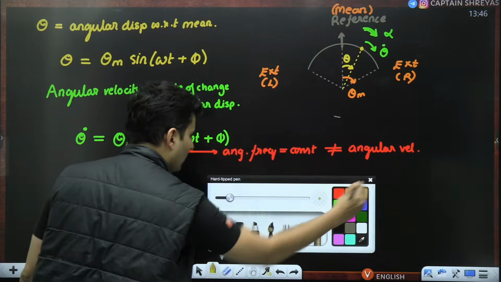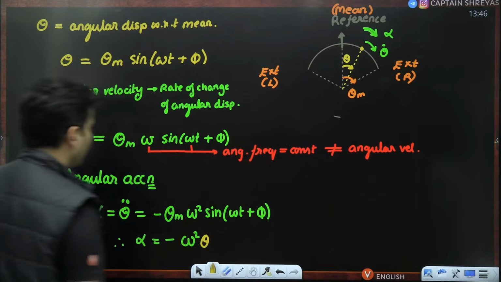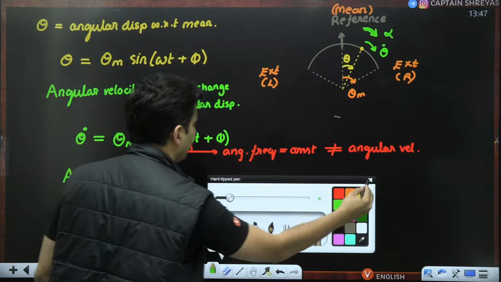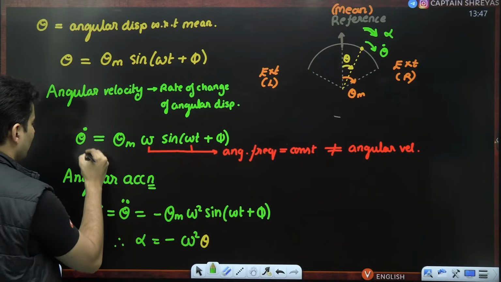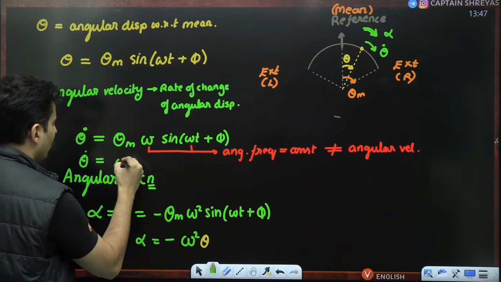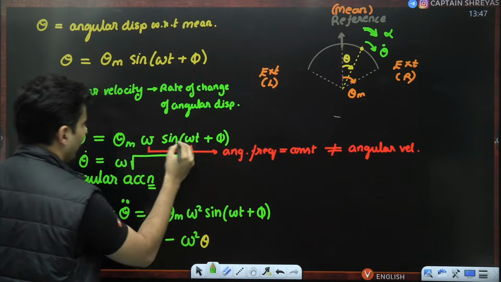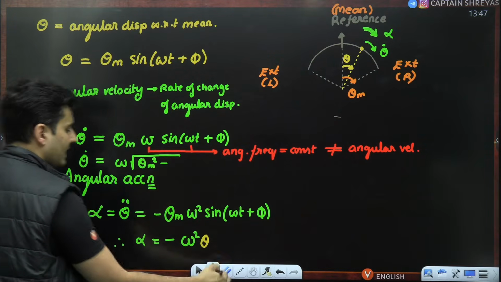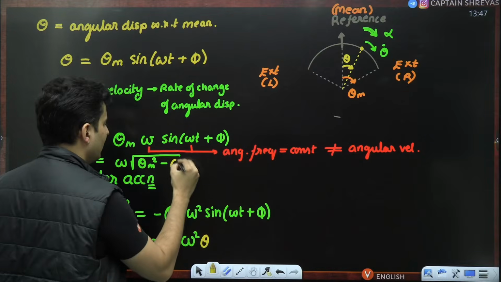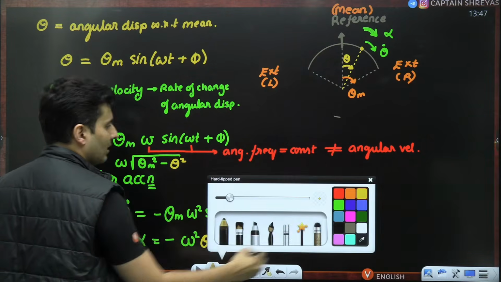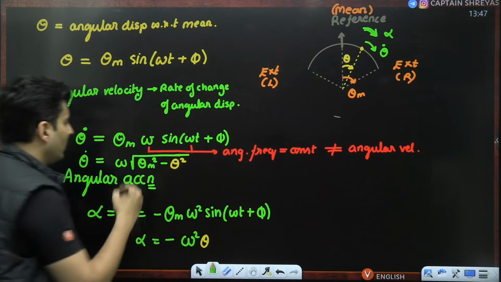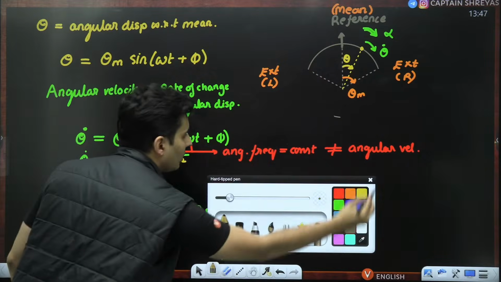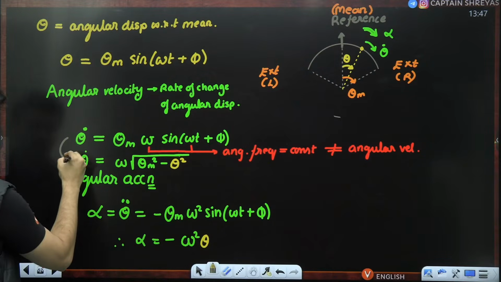That is also permissible. There is nothing wrong in it. Even over here, instead of finding velocity like this, you can also write velocity as omega root a square, where a square means theta m square, minus x square. X over here is theta, so minus theta square. That was the same kind of equation which we wrote in linear SHM. So this is also valid. Either you can use this or this, both are okay.